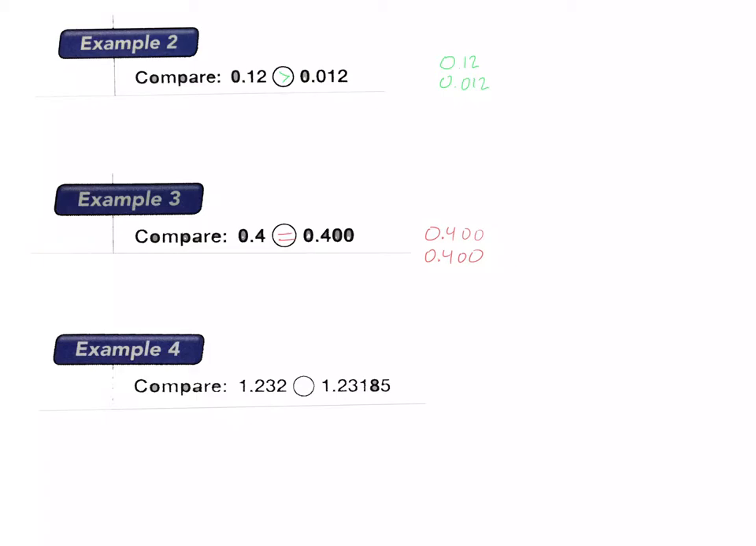Now let's keep looking at this next one here. Again, I'm going to line them up. 1.232, 1.23185. So the 1s are the same, the 2s are the same, the 3s are the same. Moving on to here. This 2 is bigger than this 1, which means this number on top is bigger than this number. So then this one over here again is going to be larger.